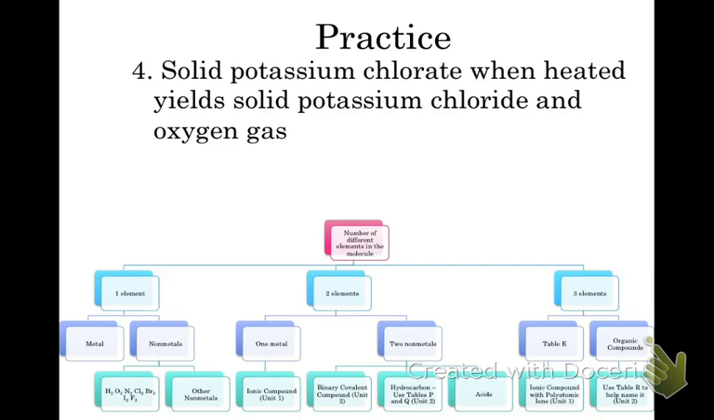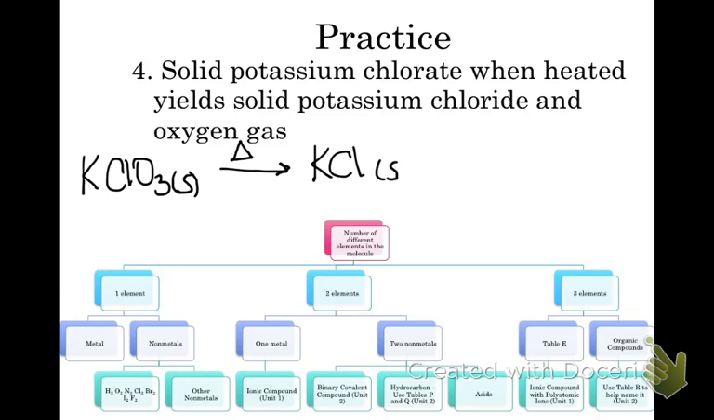And the fourth one, solid potassium chlorate, when heated yields solid potassium chloride and oxygen gas. So solid potassium chlorate, I have K for potassium. Chlorate is ClO3, that's a solid. And it says when heated, so I know I've added heat here. I can go ahead and use that arrow with the triangle on top to represent that heat. Solid potassium chloride, so KCl, solid, and oxygen gas. Remember, oxygen is one of the diatomic molecules, so it should have a 2 right next to it.